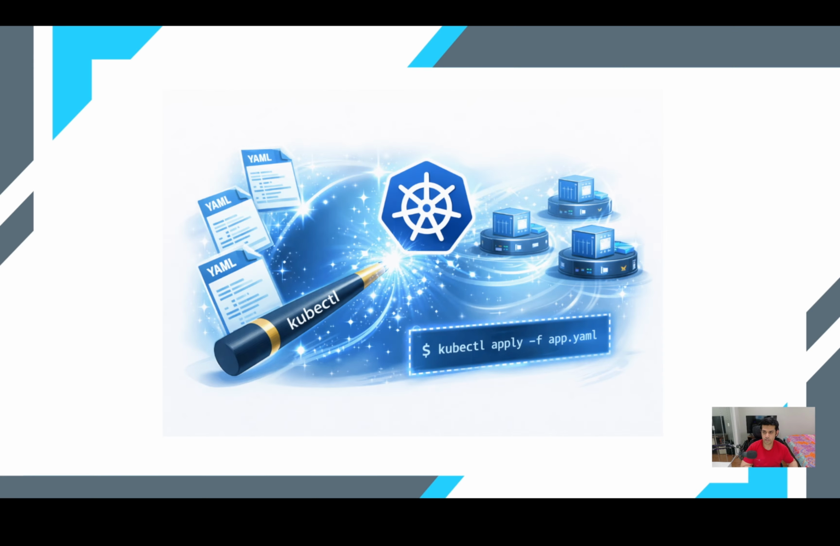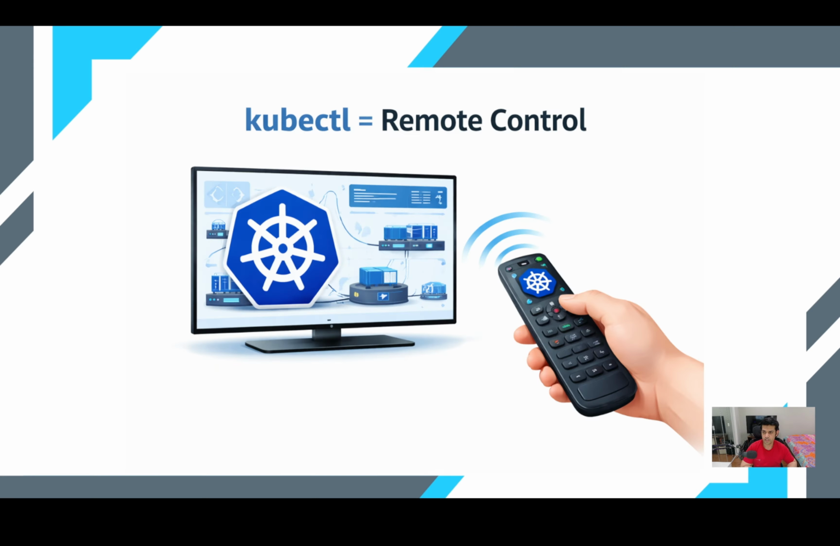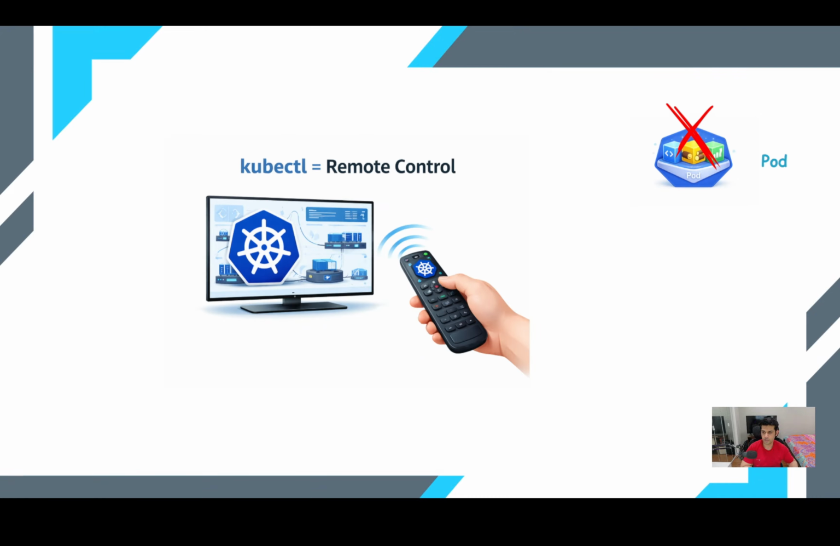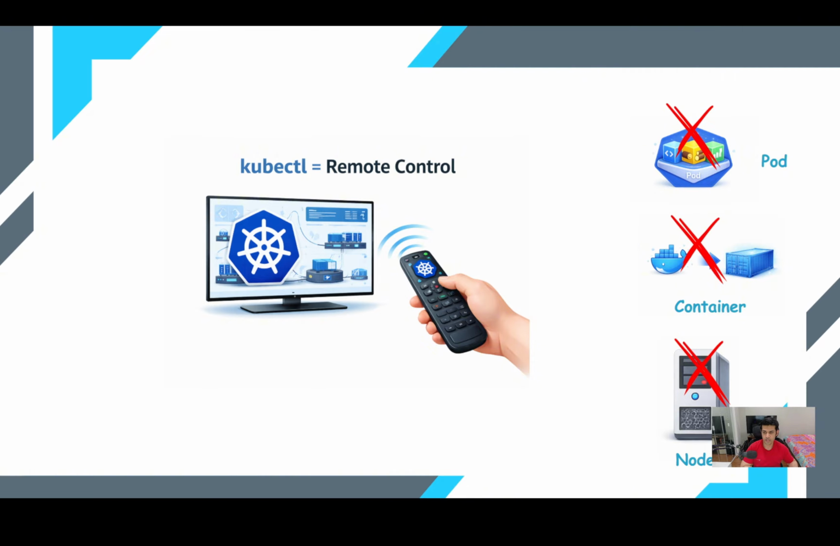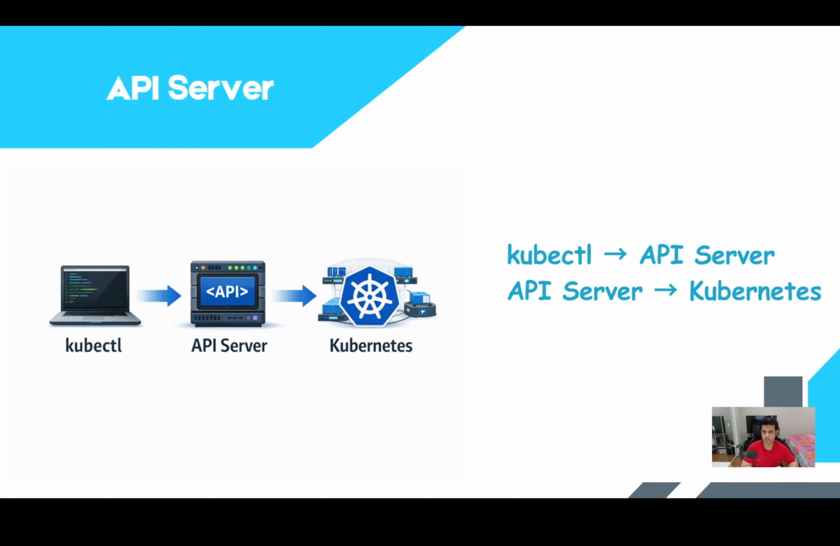Here's the most important thing to understand. kubectl is just a remote control. It does not create pods or schedule containers or manage nodes. kubectl has only one job. Inside every Kubernetes cluster, there is one brain called the API server. Everything goes through it. When you run a kubectl command, kubectl sends a request, the API server receives it, and then Kubernetes reacts. kubectl itself is actually pretty dumb, and that's a good thing.